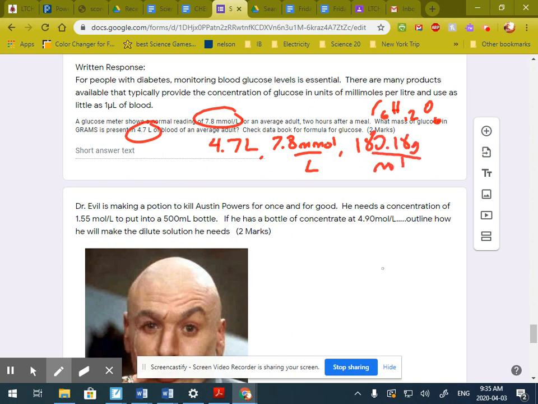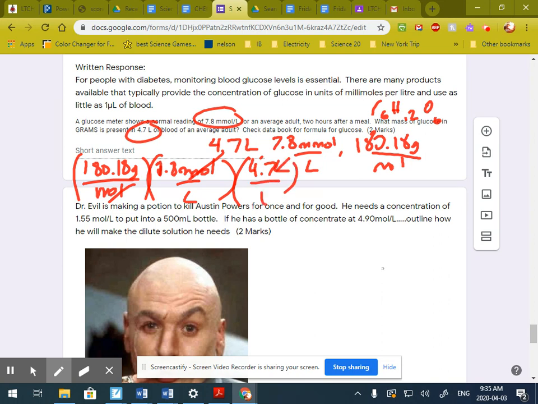Okay, solving for mass, I'm going to start with mass, 180.18 grams per mole. I'm solving for mass, so I've got to get rid of moles. Now you might say, hey, that's in millimoles. That's fine. Let's just leave it in millimoles because the moles are going to cancel out. And then I'm going to put 4.7 liters over 1, so the liters cancel out. So what I'm going to do is multiply the whole top. What is that number? 7.8 times 4.7. And I get 6,605 milligrams because the milli is left over.